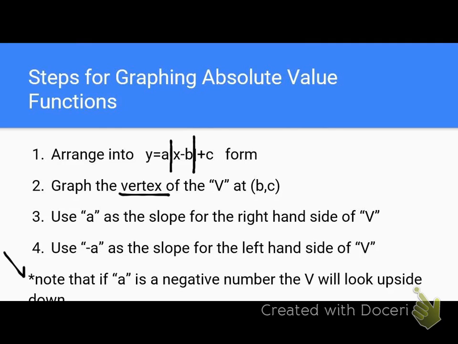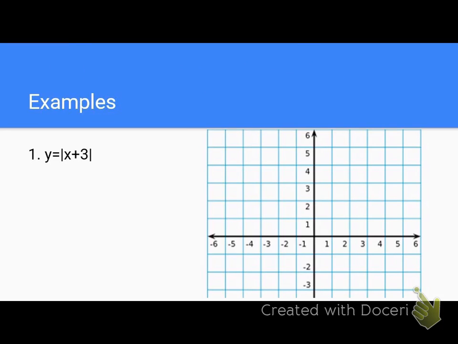This note down here is just saying that if your A value is negative, your V is going to end up looking upside down. So let's see how this works. Again, we can always start by making a table. So if I plug in, say, -5 for x, -5 plus 3 is a -2, and the absolute value of -2 is just 2. If I plug in -4, -4 plus 3 is a -1, and the absolute value of -1 is 1.